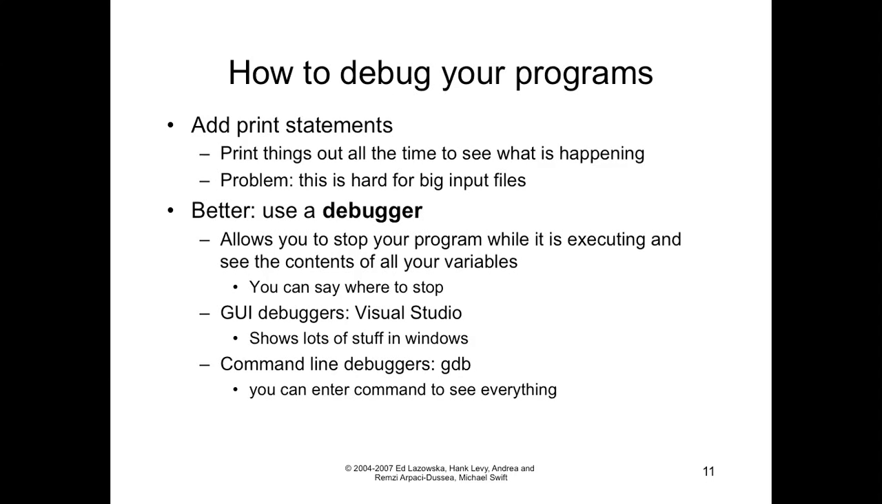So there's a couple steps. The first step is when you compile your code, include the dash g flag. So I would say gcc -g -o vsort vsort.c. Dash g says include debugging information. Don't ask me why dash g and not dash d, but that was the choice.